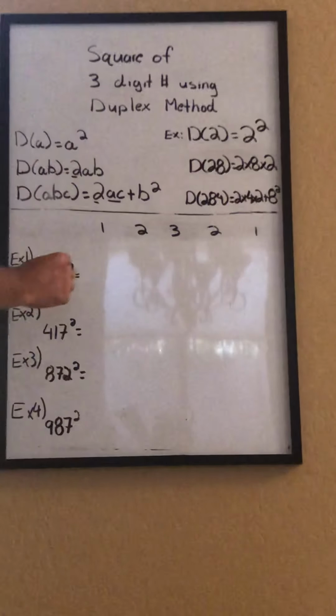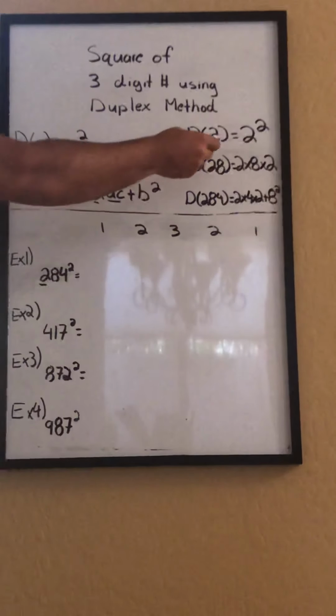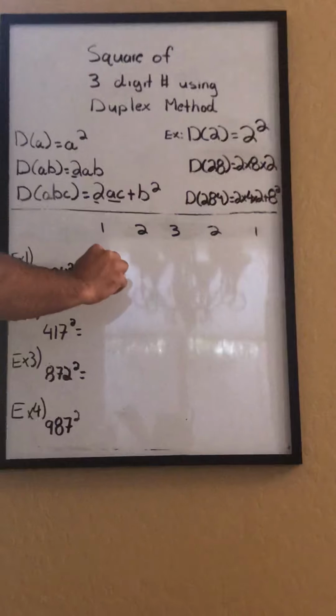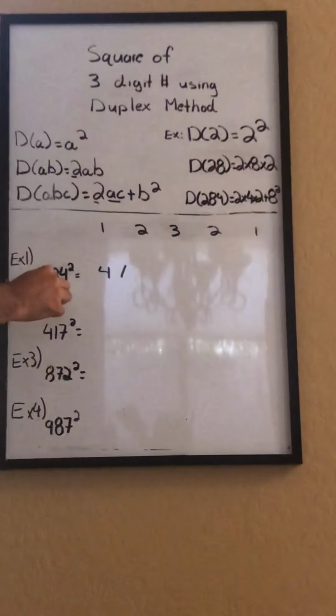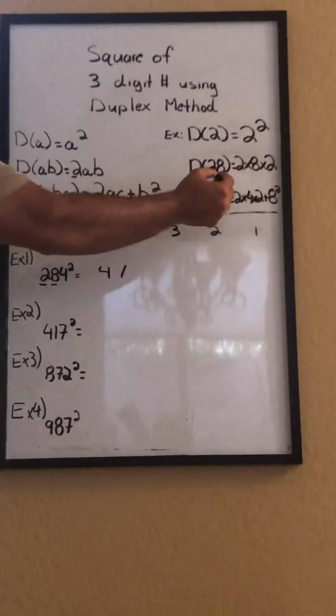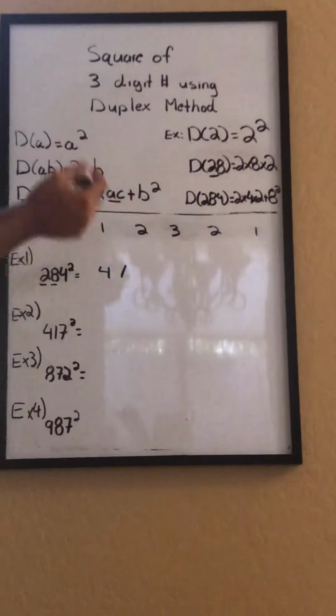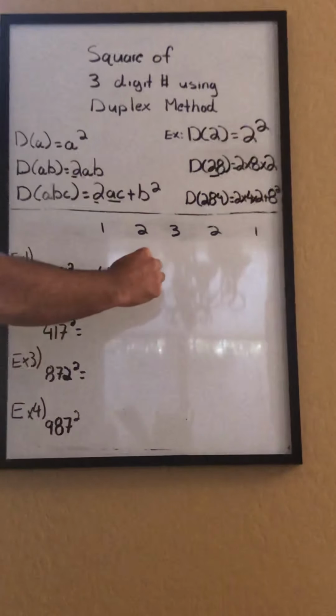So I start with the duplex of 2, a single-digit number, and it's equal to its square. So I'm going to put a 4 over here. Then I move over. What's the duplex of 28, a 2-digit number? You multiply the numbers, and then you multiply that product by 2. So 2 times 8 is 16, 16 times 2 is 32.